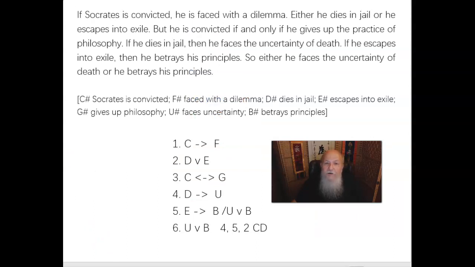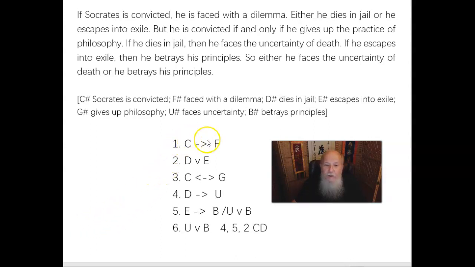If Socrates is convicted, then he's faced with a dilemma. Either he dies in jail or he escapes into exile. But he is convicted if and only if he gives up the practice of philosophy. If he dies in jail, then he faces the uncertainty of death. If he escapes into exile, then he betrays his principles. So either he faces the uncertainty of death or he betrays his principles.